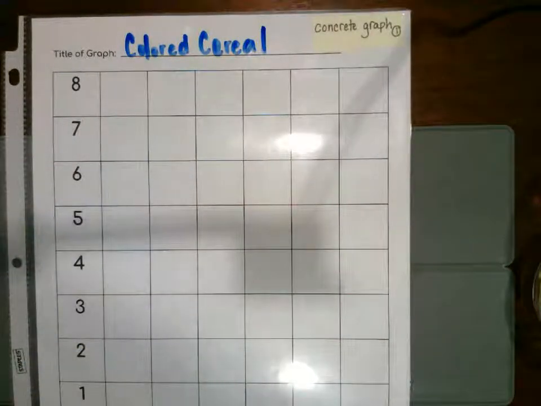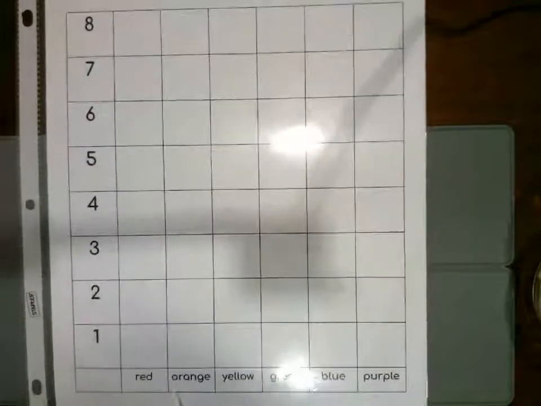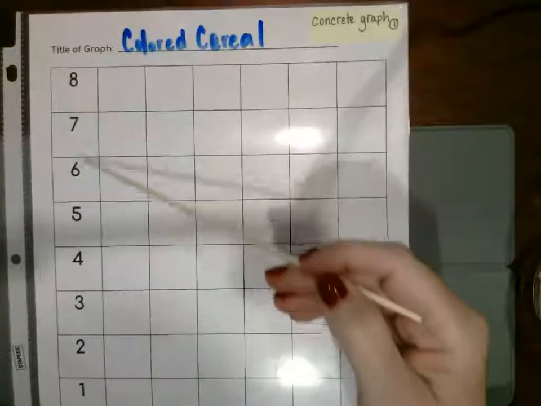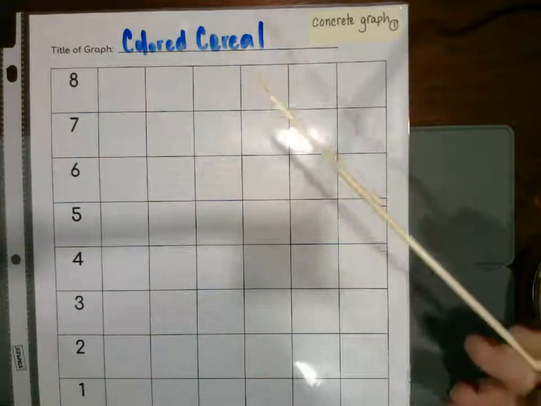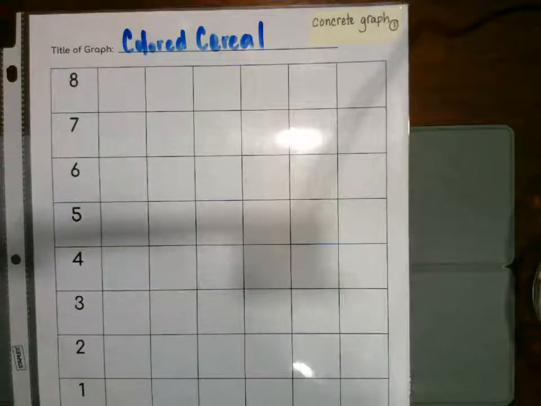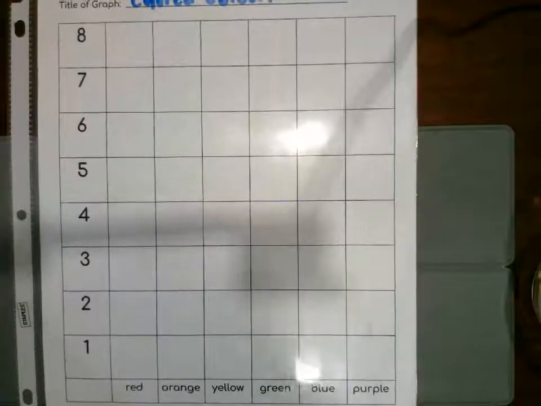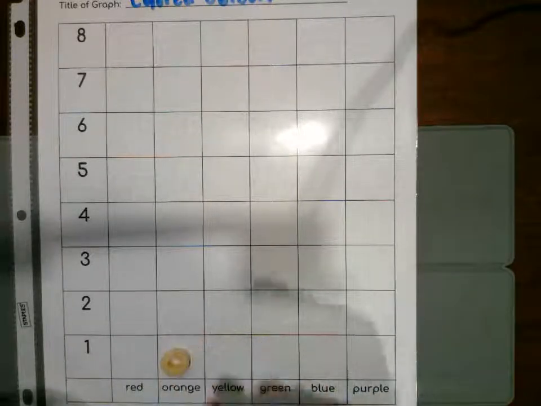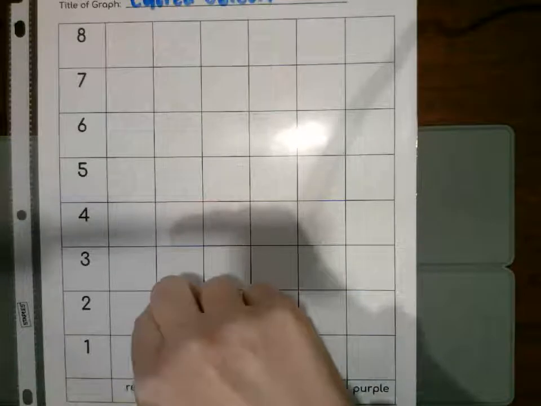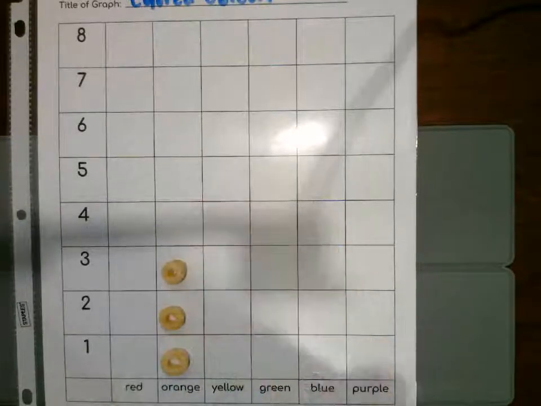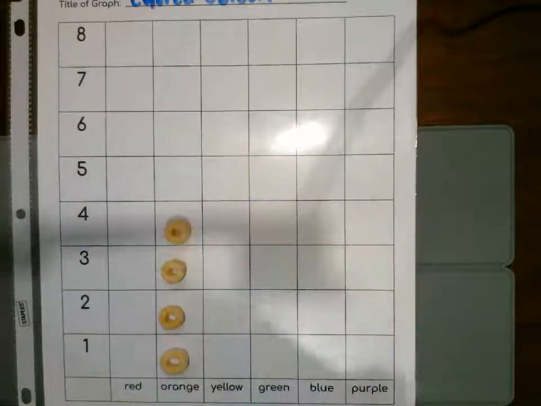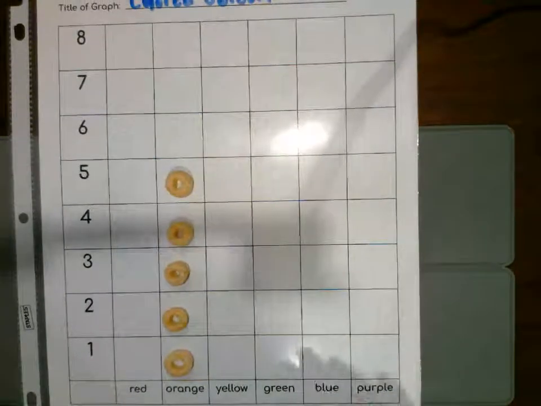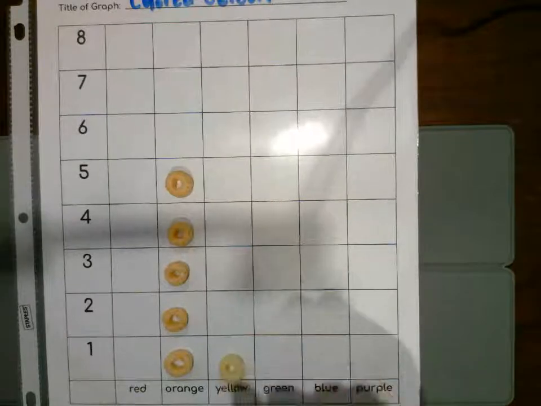And along the bottom, I have the different possible colors of cereal that I might have. And then along the side, the numbers of pieces of cereal. So I go ahead and take my cereal and place each color in the right spot. I put my orange. I'll put all the oranges that I have. And it looks like I have 5 orange pieces of cereal.